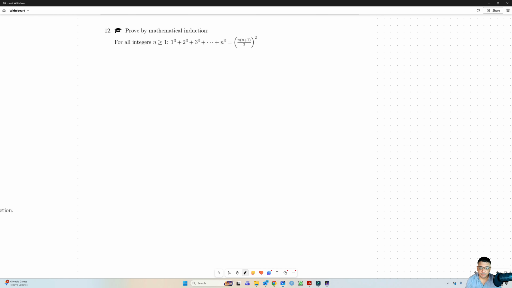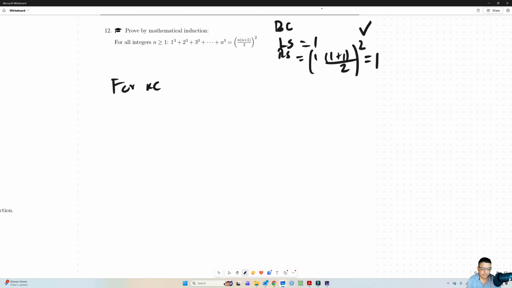So first, let's check the basis case. On the left side, we're going to have 1, since this is simply for n equal to 1, n cubed is just going to be 1. And the right side will be 1 times 1 plus 1 over 2, squared, which will be what? 2 over 2, 1, 1 squared, 1. So the basis case holds.